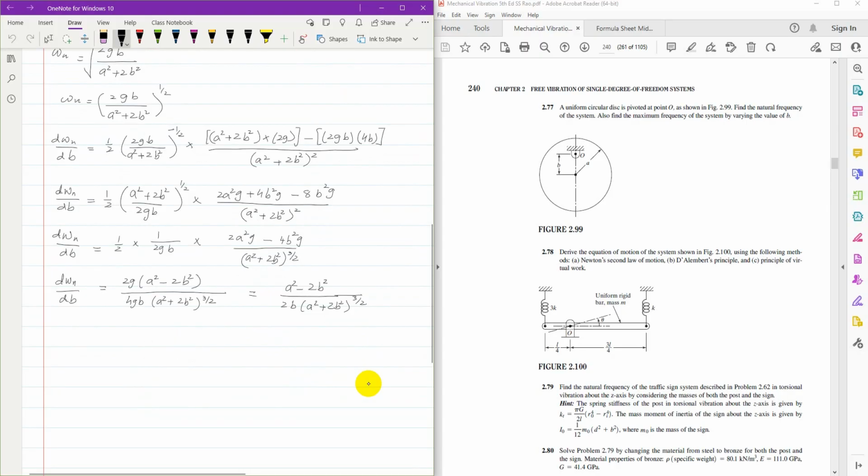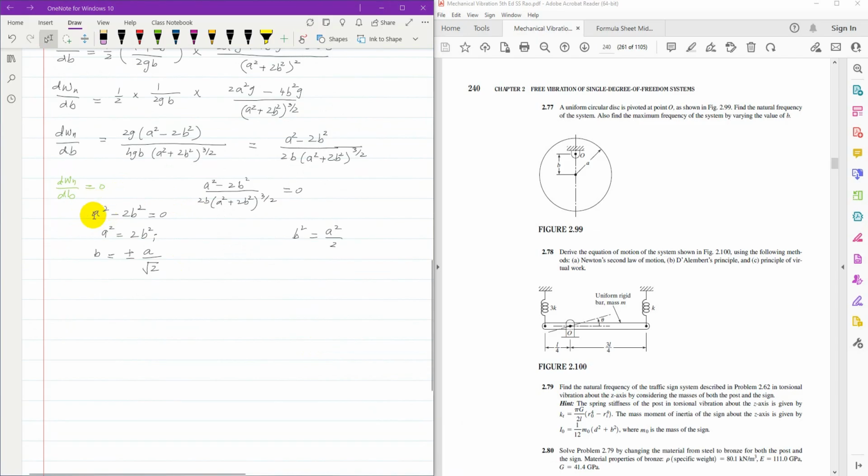And to get the maximum value you need to find the stationary point, and the stationary point you can find by setting d omega n over db equal to 0. So when you set that equal to 0, you will have a squared minus 2b squared over the denominator 2b into a squared plus 2b squared to the 3 over 2 equal to 0, and from here you will get a squared minus 2b squared equal to 0, or a squared equal to 2b squared.